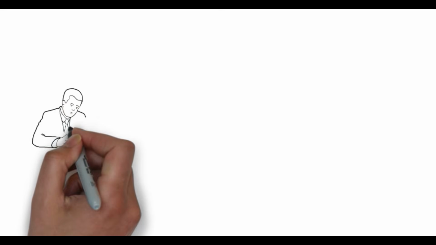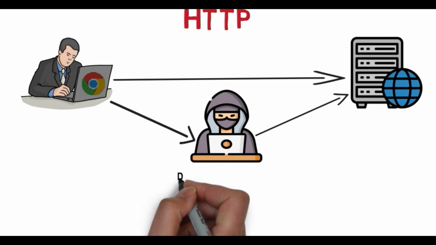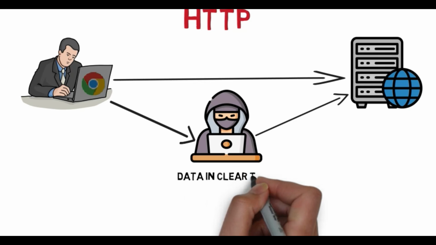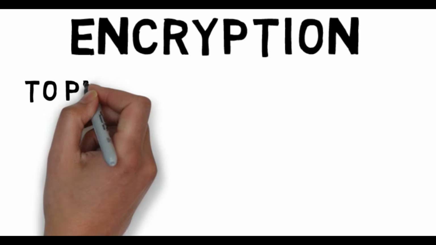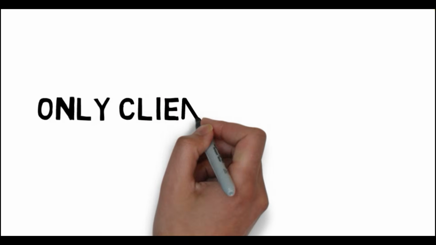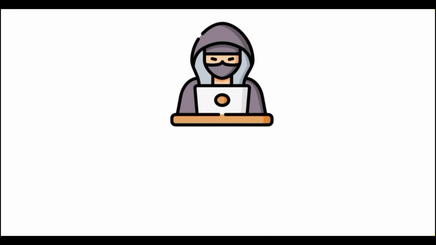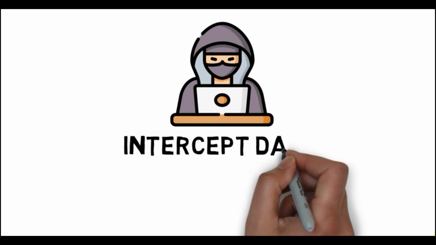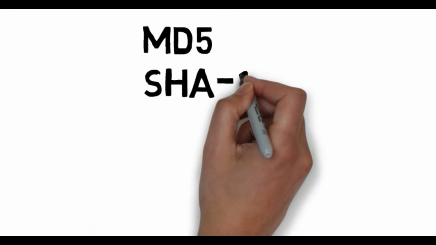Let's illustrate a client and the server. The client wants to send data to the server. Without encryption, anyone in the same network that this data passes through can intercept it in clear text, read it, and tamper with it. To prevent that, we need encryption to provide confidentiality, which ensures that the data is only accessible by the client and the server. But what if a man in the middle intercepts the encrypted data? Although they can't read it because it's encrypted, they could still modify it. At this point, we need integrity, which ensures that the data has not been modified between the client and the server. We achieve this using hashing algorithms like MD5, the SHA family, and other hashing algorithms.